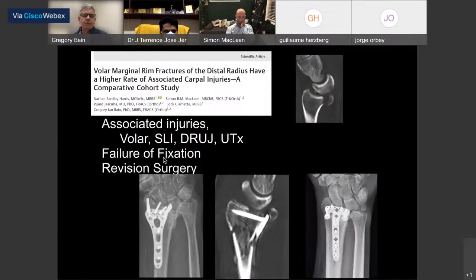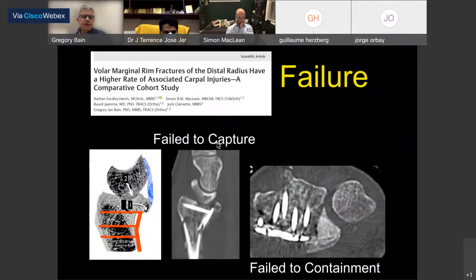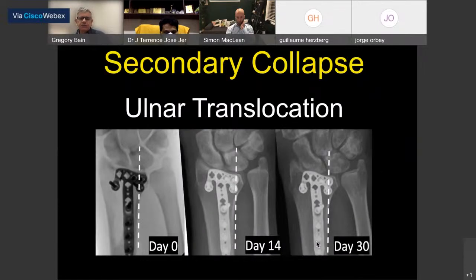This is a study which we've published this year in the Journal of Wrist Surgery, looking at marginal volar rim fractures, and we identified a high association of volar instability, scaphoid instability, distal radial ulnar joint instability, and ulnar translocation. So instabilities are a real problem. Failure of fixation and the need for revision surgery was not uncommon. And some of the failures here, this is a failure of the plate to capture this distal fragment. And this here, we're failing to contain the ulnar aspect of the distal radius. This is a secondary collapse with ulnar translocation, which we think may be due to violation of this ligament at the time of surgery, but we can see how this developed over a few weeks.